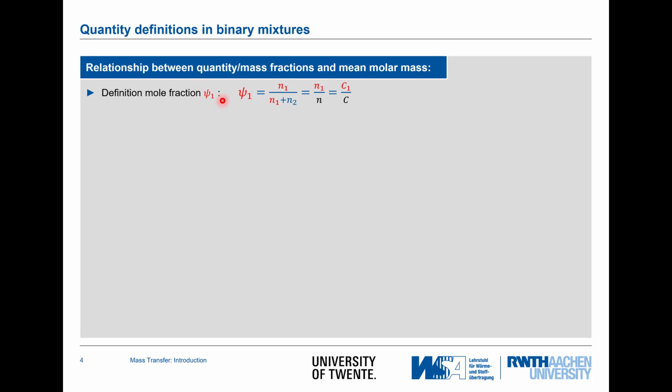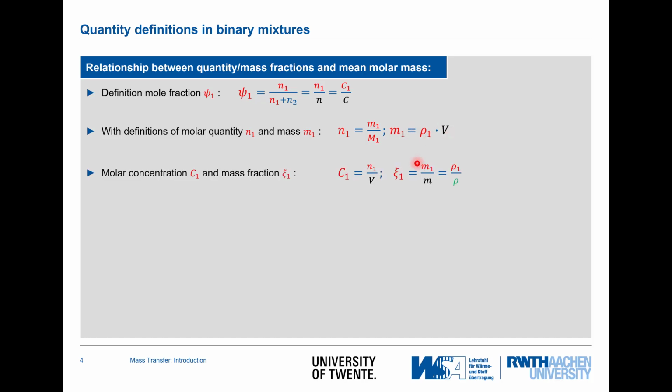We'll start with the definition of mole fraction. So ψ1 is n1 over n1 plus n2, or c1 over c. Now let's have a look at c, and let's have a look at what n can be expressed by. If we express n by the mass divided by molar mass, we can here put in for m1, that's partial density times volume. If we look at c and xi, c1 is n1 over volume, and xi is m1 over total mass, or ρ1 over ρ, partial density over mixture density.